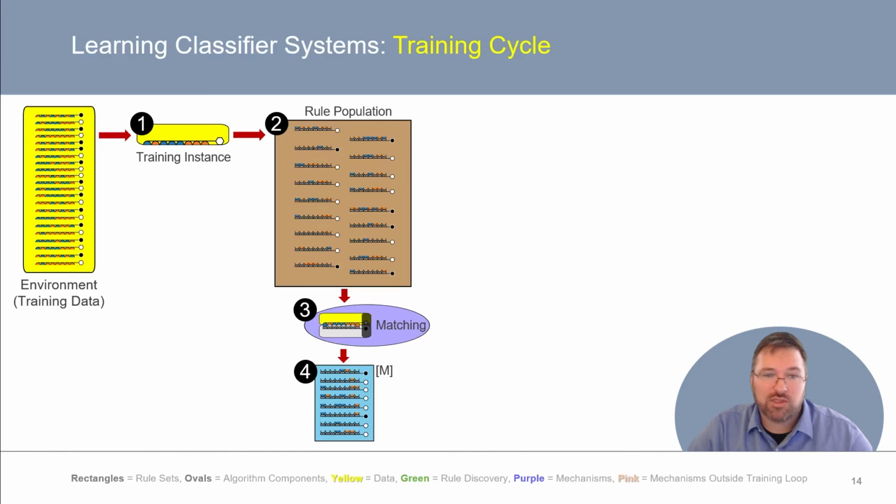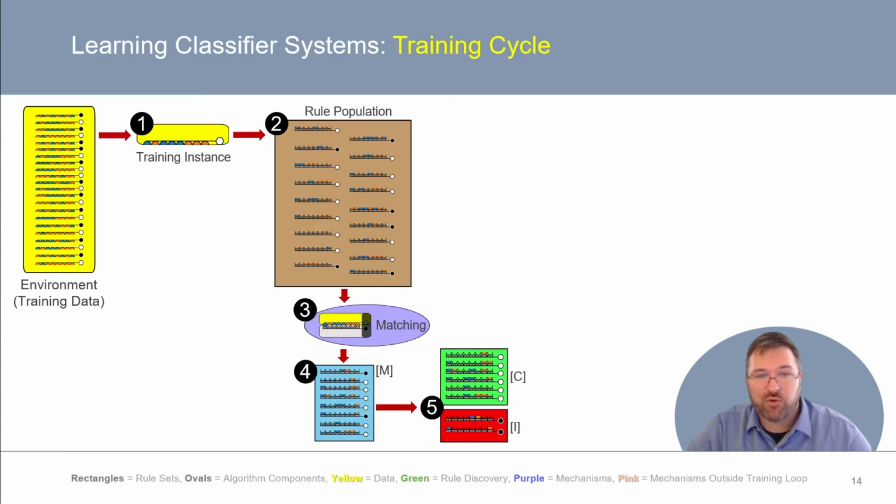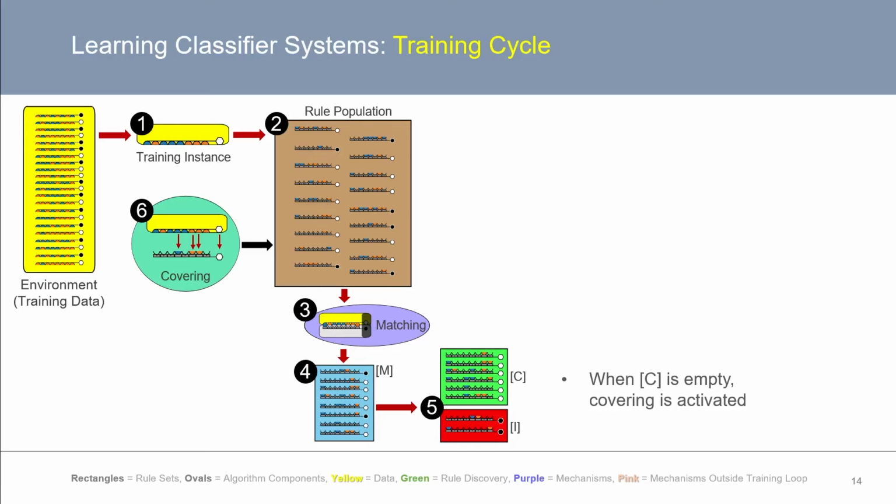These matching rules then form the match set of the current iteration, and the match set is further split into a respective correct and incorrect sets, based on whether the outcome predicted by those rules are the same as the current training instance label. At this point, if the correct set is empty, the covering mechanism is activated.